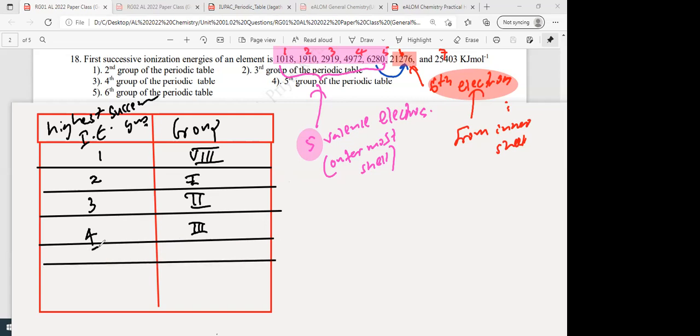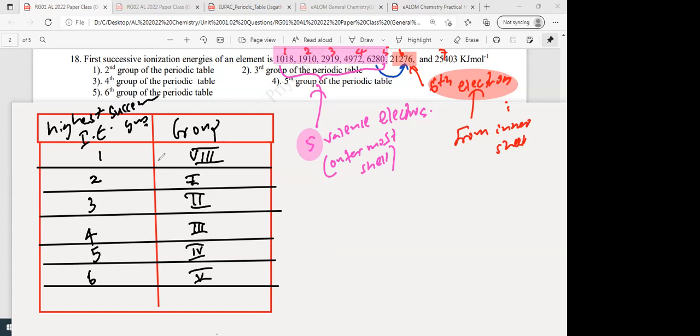That means removal of the fifth electron is more difficult than the first 4. That is group 4, so group 4 top. Then removal of the sixth electron is most difficult. That means the first 5 electrons are lost easily, with less energy. So it belongs to group 5. Sixth ionization energy highest means it belongs to group 5.